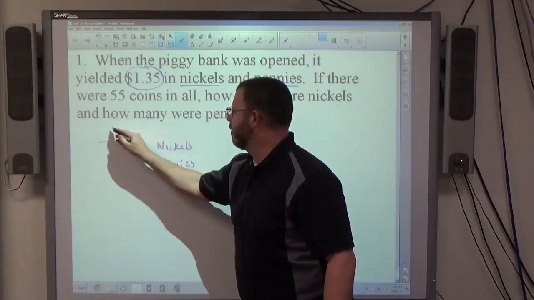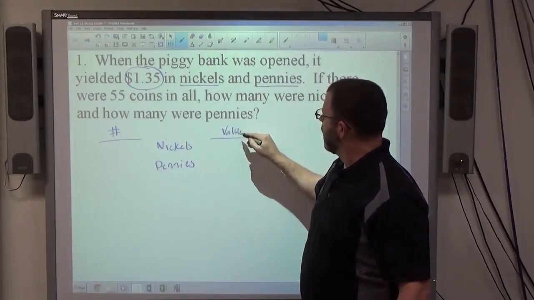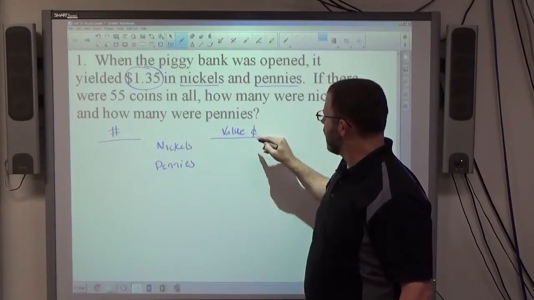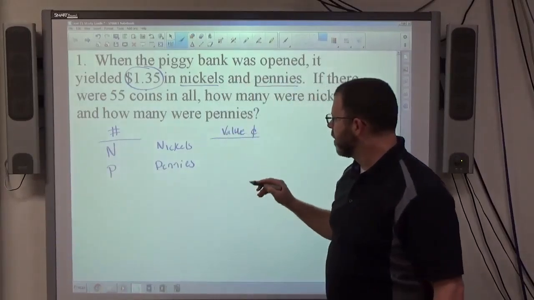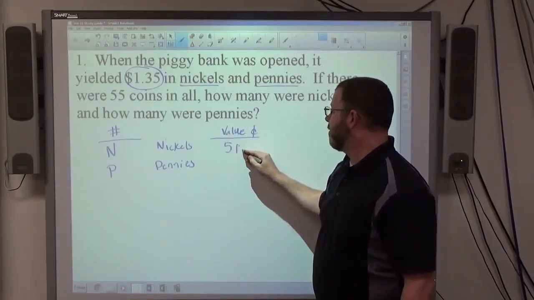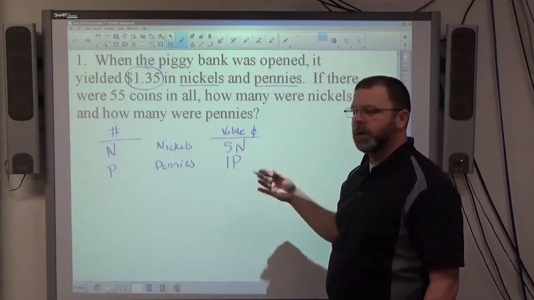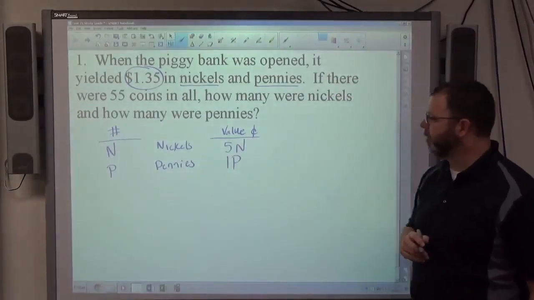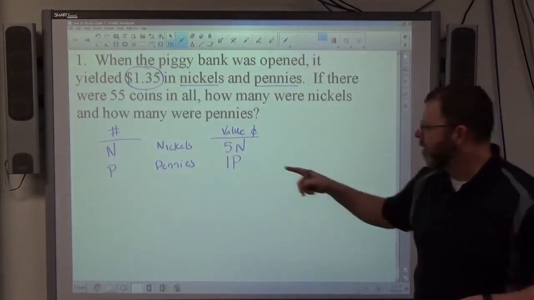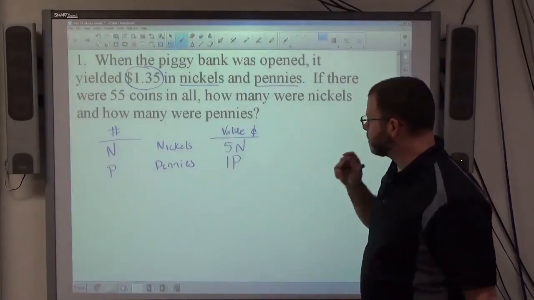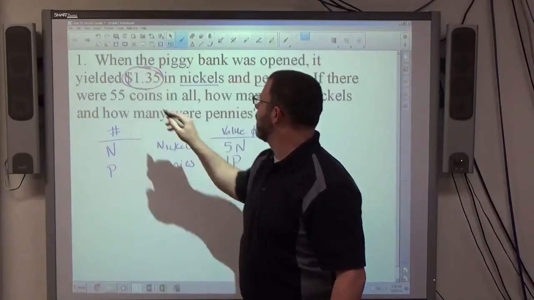Coin problems, we want to have number of coins and value of coins. And typically with coins, we want to do value in cents. We'll say we have N nickels and P pennies. Every nickel's worth 5 cents, we have N of them. Every penny's worth 1 cent, and we have P of them, so 1 times P. You can just as easily put P for the value of the pennies. So if I have 5 pennies, I have 5 cents, 10 pennies, 10 cents. P would work.